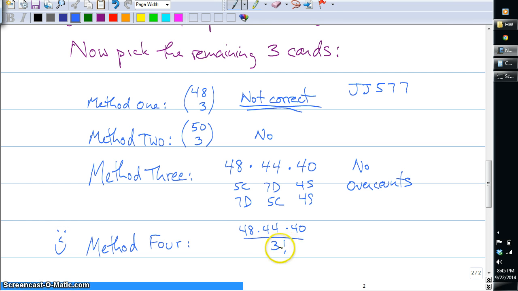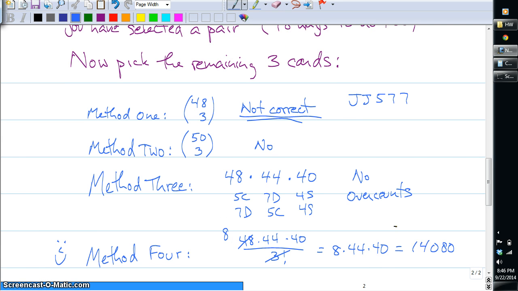Now 3 factorial is 6. 6 goes into 48 8 times, and so those will drop out, and we'll end up with 8 multiplied by 44 multiplied by 40, which works out to being 14,080. That would be the number of ways of drawing our 3 additional cards. If we then wanted to finish the problem and count the number of ways of getting a pair when you draw 5 cards out of the deck, we would need to multiply this answer by 78.